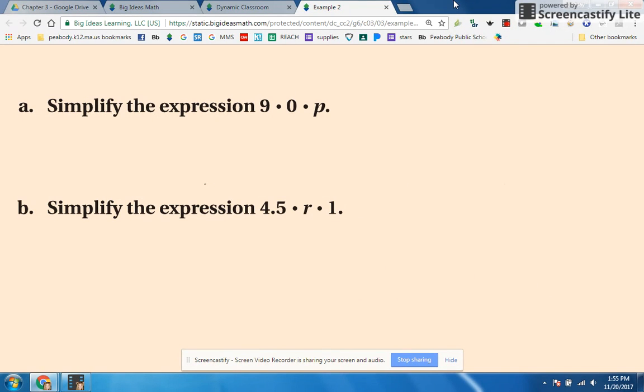This is showing the multiplication property of 0, which states that anything times 0 is 0. So the other way of thinking of it again is multiply the two numbers together. 9 times 0 is 0. And then do 0 times p, which is 0, because the multiplication property of 0 states that anything times 0 is 0. For this one, multiply the two numbers together. 4.5 times 1 is 4.5, because anything times 1 is itself. And then do 4.5 times r. So anything times 1 is itself, anything times 0 is 0.